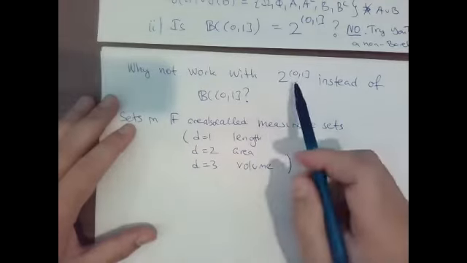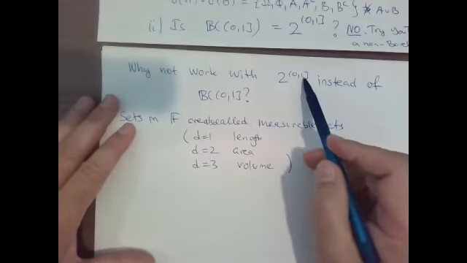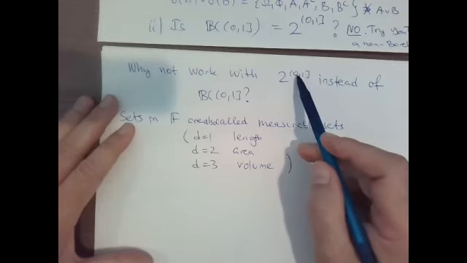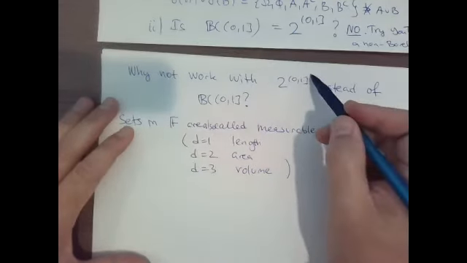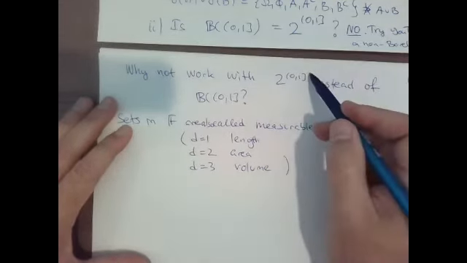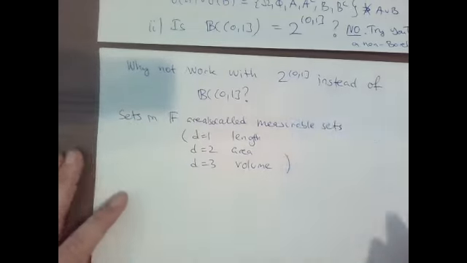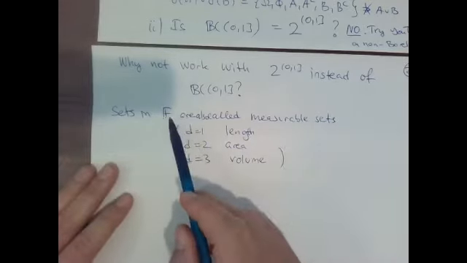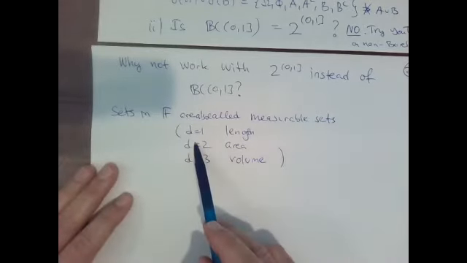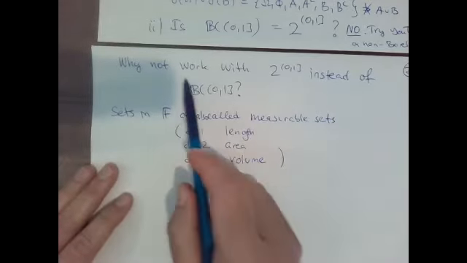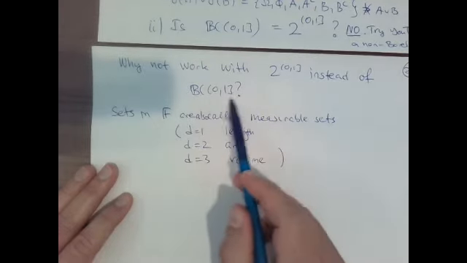So if this here is in 1D, now we're thinking about length. If you were to be in D2, we would put a square here. If you were to be in D3, we would put a power 3 up here. Sets here are called measurable sets. So why not work with all of them instead of restricting our attention?